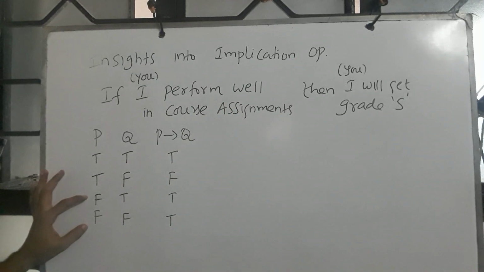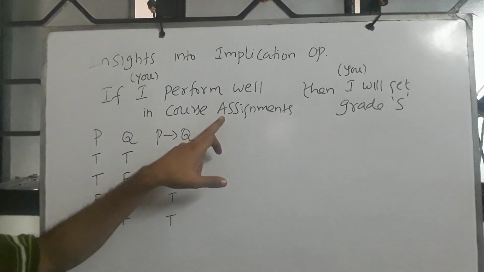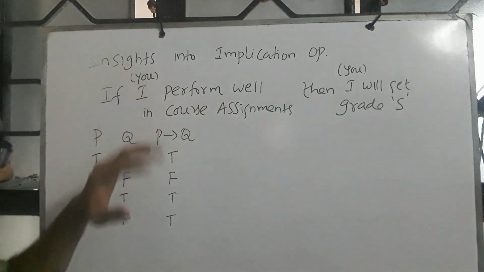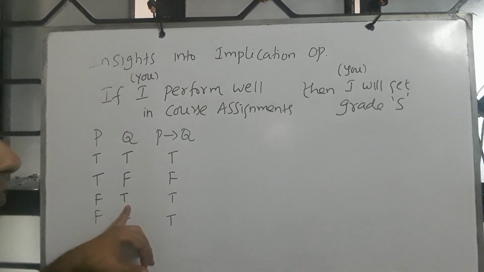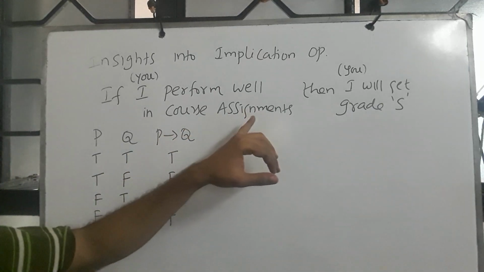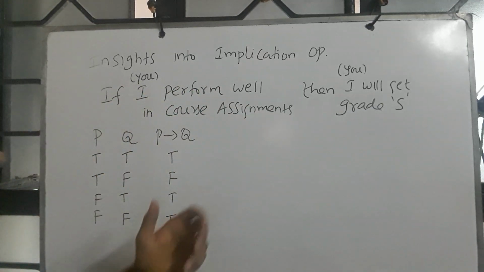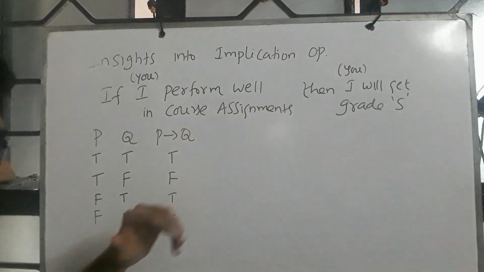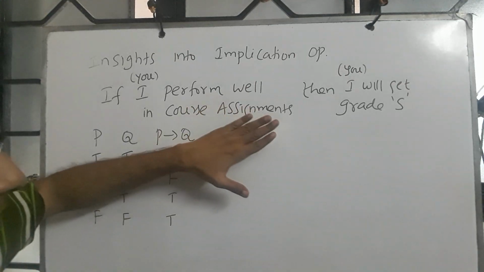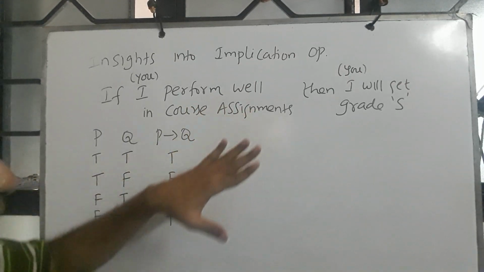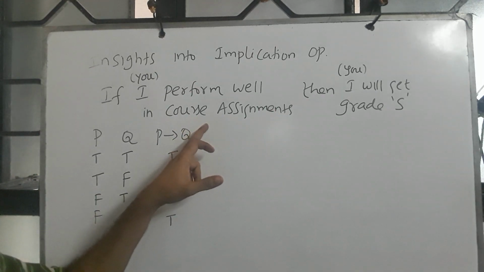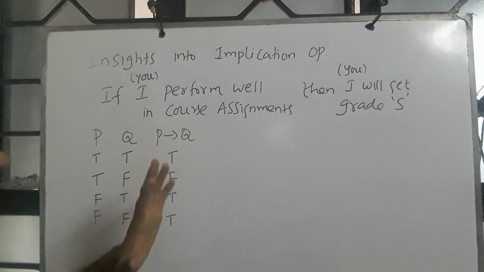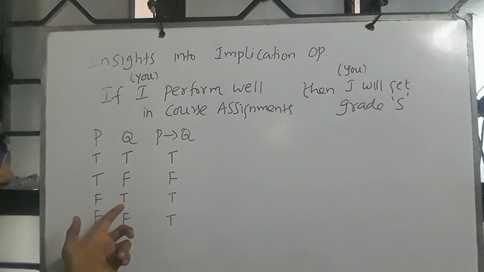Okay. Now look at these two. I don't perform well in course assignments. For some reason I didn't do well, but I've been awarded grade S. Probably you would have done well in other exams, maybe quizzes and end semester. So that can happen. So I can take this statement into discussion when premise is true. Premise itself is false and conclusion may be true.